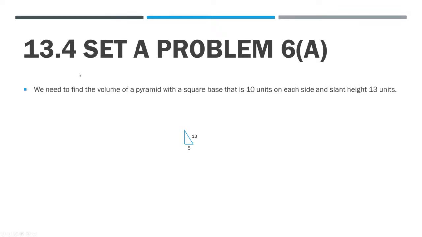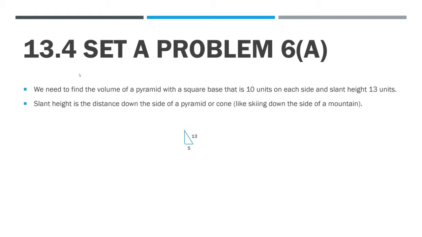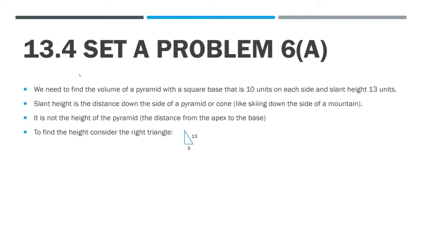We need to find the volume of a pyramid with a square base that's 10 units on each side, and it has a slant height of 13 units. The slant height is the distance down the side of a pyramid or cone. This is like skiing down the side of a mountain. It's not the height of the pyramid. That's the distance straight down from the apex to the base.